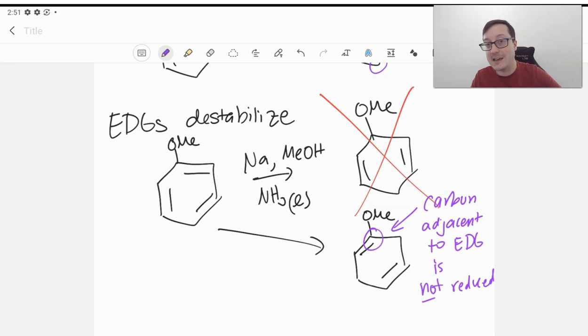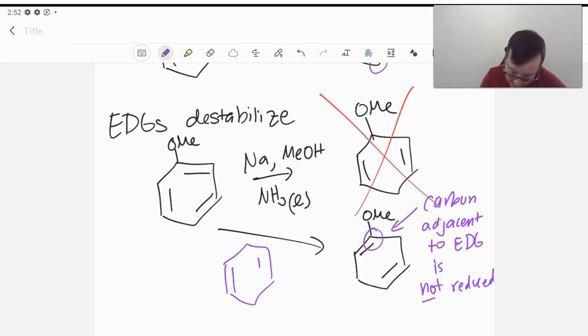And so we're not going to see it being reduced as a result, because it's donating electron density. That's going to destabilize having a lone pair there. Remember that the intermediate would be putting a lone pair right next to an electron donating group. That's a site of electron density right next to another site of electron density. Those clash. Not a good thing.